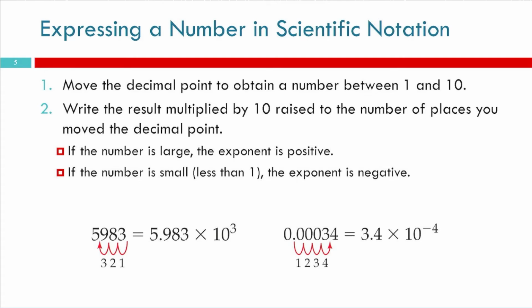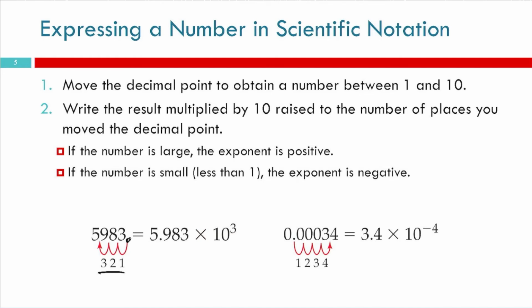You just move the decimal point to obtain a number between 1 and 10. And then you write the result multiplied by 10 raised to the number of places that you moved that decimal point over. So here, we move it over 1, 2, 3 places. Since this is where we moved it to, we have 5.983, and then times 10 raised to the third.